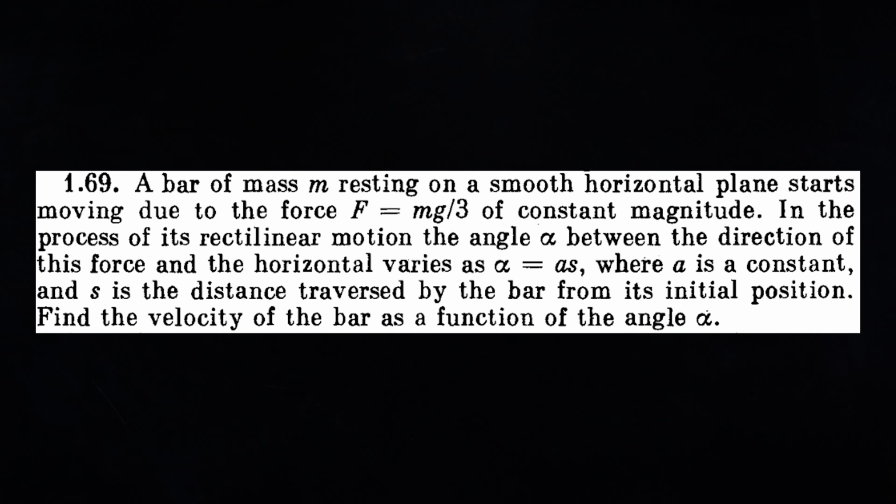Irodov problem number 1.69. A bar of mass m resting on a smooth horizontal plane starts moving due to the force F equals mg by 3 of constant magnitude. In the process of its rectilinear motion, the angle alpha between the direction of this force and the horizontal varies as alpha equals as, where a is a constant and s is the distance traversed by the bar from its initial position. Find the velocity of the bar as a function of the angle alpha.